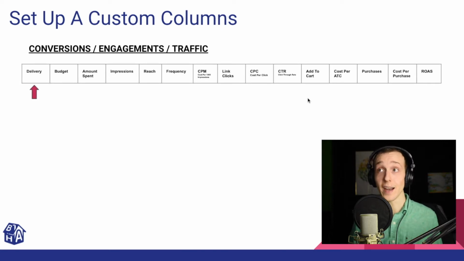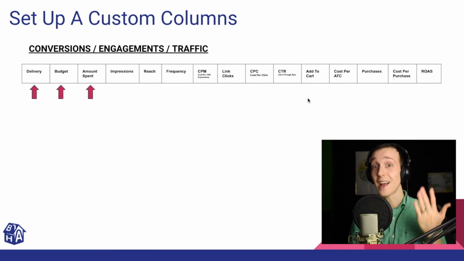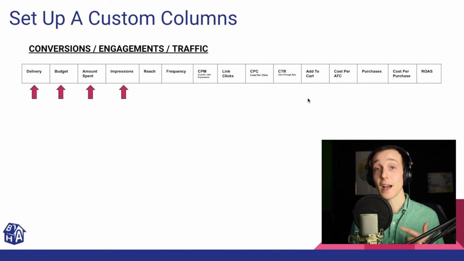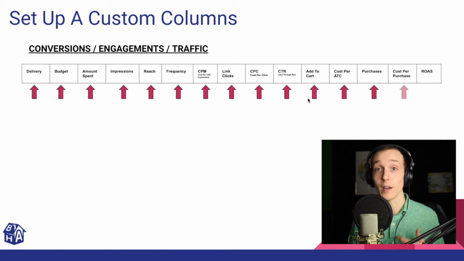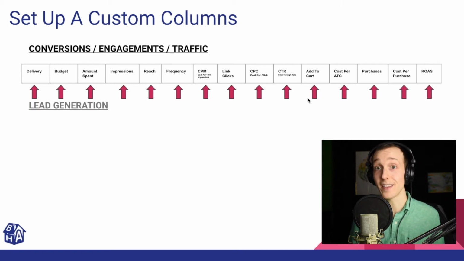Delivery is the status of the ad, budget is how much you've set it to spend, amount is how much it's actually spent, impressions is how many times it was served, reach is how many people total it reached, and then we have all these other metrics that we are going to cover later on. But right now, we're just going to go ahead and set this up.